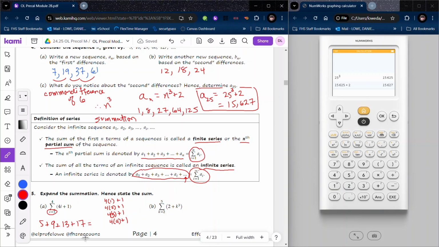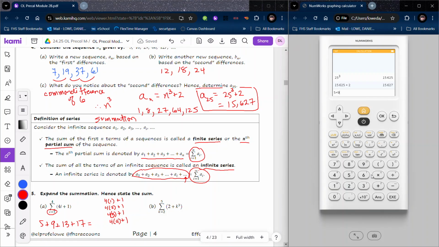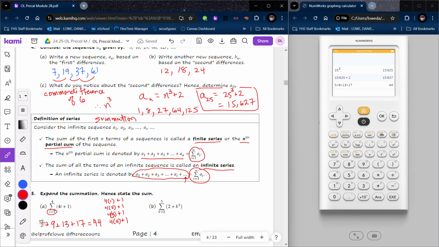Okay. What would be the sum then? Well, I could add all of those up and say 5 plus 9 plus 13 plus 17, and that gives me 44. So there's my expansion and my summation. If I wanted to do this next one, here is what I have. I have a summation. My counter starts at 2. So I'm going to start with a 2, then I'm going to have a 3, then I'll have a 4, then I'll have a 5, and I'm going to go from 2 to 5, which gives me 4 terms.